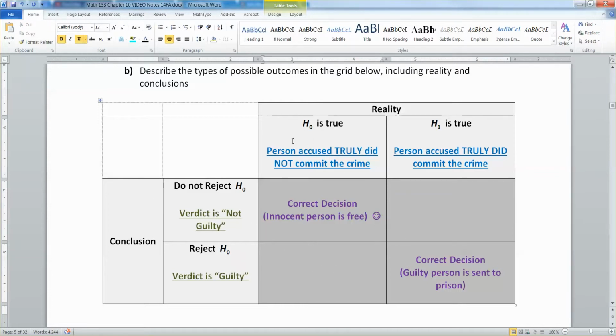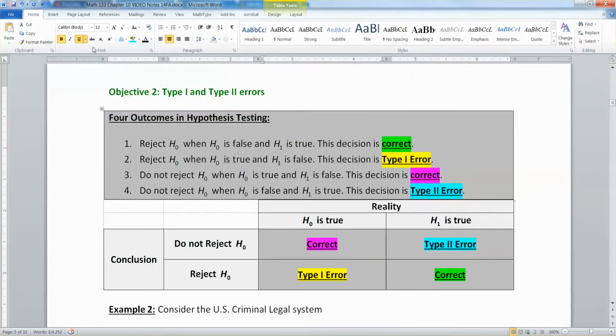All right, that leads us to these two blanks left here. So this one is an innocent person is wrongfully convicted. Okay, so an innocent person is wrongfully convicted. That is a type 1 error, right? Not good news at all. It's the yellow one that you see up above.